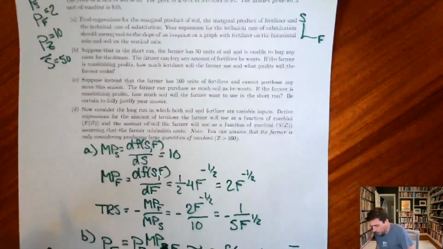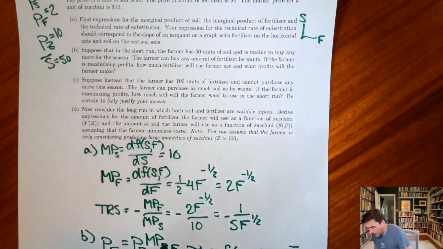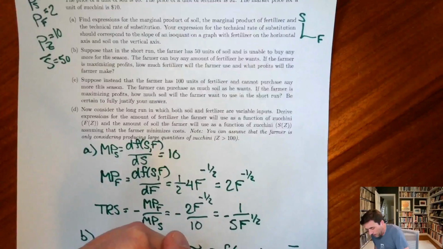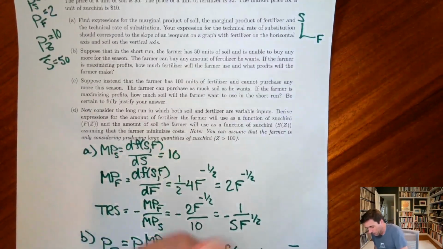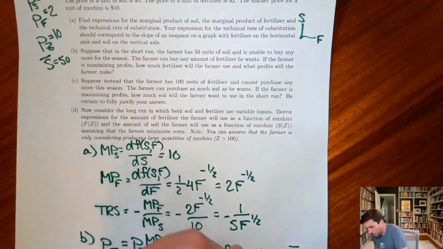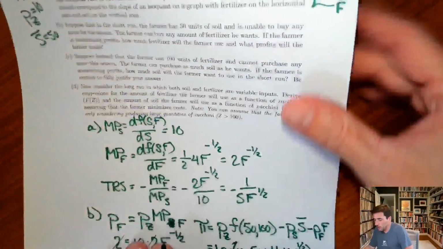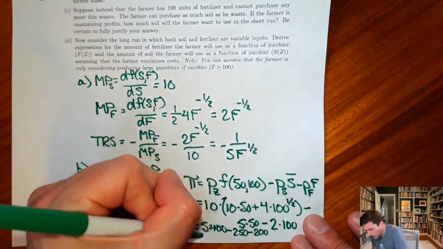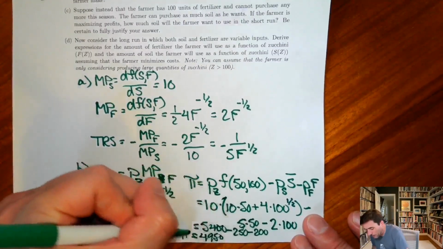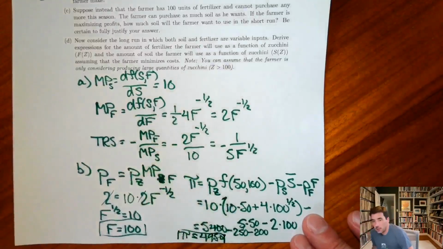All right, so what is this big mess going to be? This is going to be 10 times 500 plus 4 times 10, so 540. So that's going to be 5,400 minus 250 minus another 200. So we've got 5,400 minus 450. That's going to give me 4,950 as my overall profits. So there we go.